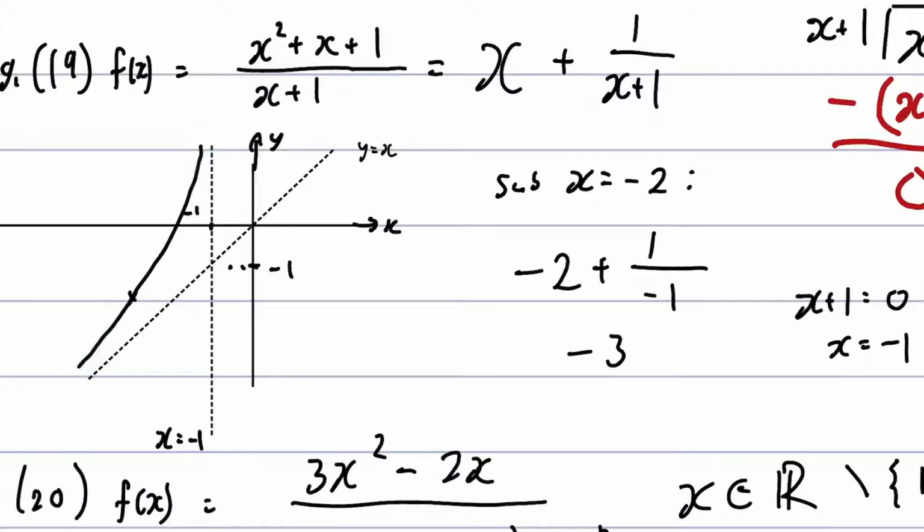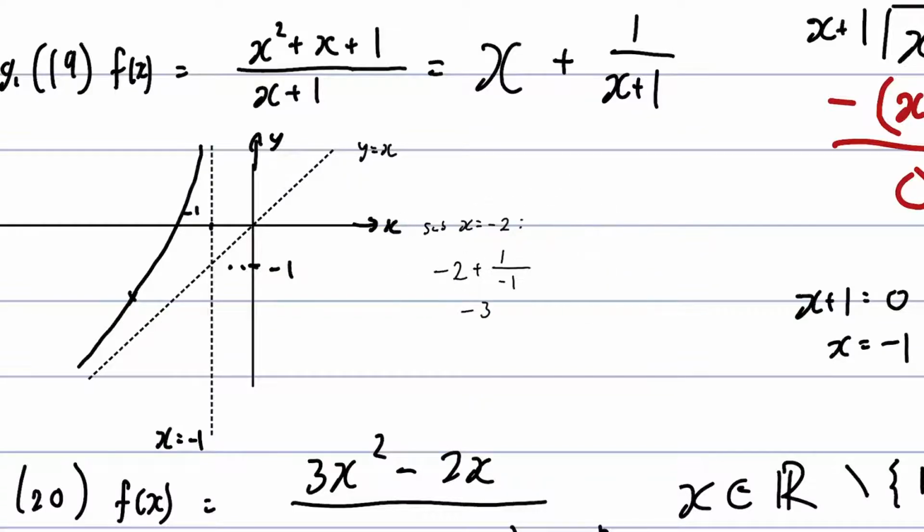Then the next curve, it's either here or there. So what should we do? Sub in with x equal what? What should we sub in with?